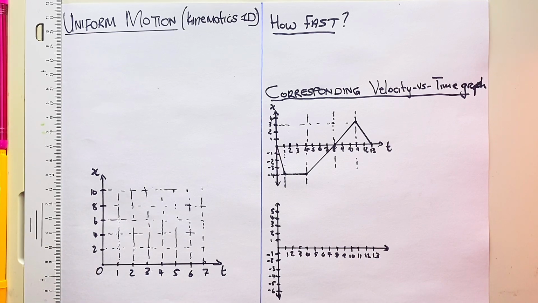Today we are talking about uniform motions under the chapter of kinematics in one dimension. Now, when we talk about uniform motion, we are talking about a motion that is moving steady.